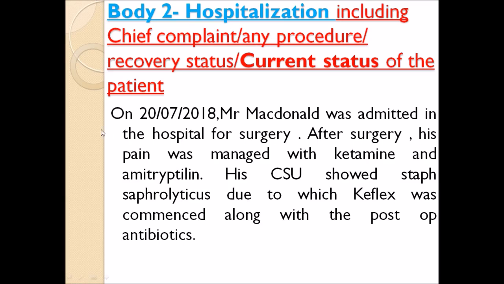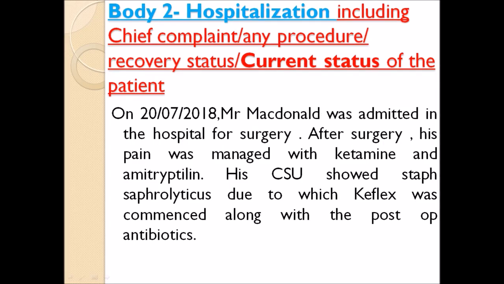Okay, so we will write, on 20th 7 2018 Mr. McDonald was admitted in the hospital for surgery. We have mentioned surgery in the introductory paragraph, that was total knee replacement surgery. After surgery his pain was managed with ketamine and amitriptyline. His CSU showed the staph saprophyticus, due to which Keflex was commenced along with the post-op antibiotics.